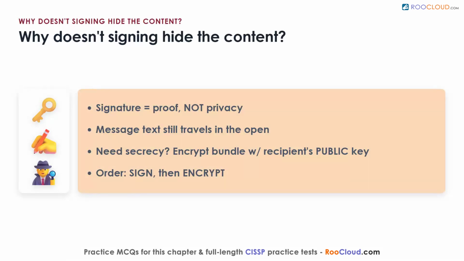Why does signing alone not keep a message secret? Because a signature is about proof, not privacy. It delivers integrity, authentication, and non-repudiation, but the message text still travels in the open for anyone to read. If you also need confidentiality, you add a wrapping step. After attaching the signature, you encrypt the whole bundle with the recipient's public key. Now, only their private key can open it, and once opened, they still verify your signature as before. Sign for proof, then encrypt for secrecy, in that order.